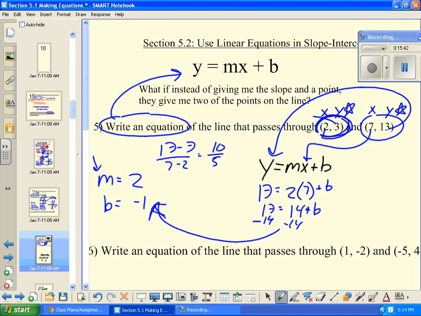So either way ends up working. And so as long as I just have 2 points, I have enough information to find the slope and the y-intercept of this equation. Last thing to do, I've got the slope, I've got the y-intercept. So this is y equals 2x minus 1 for an equation.